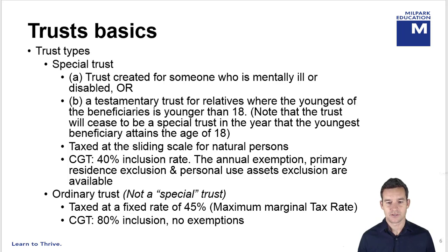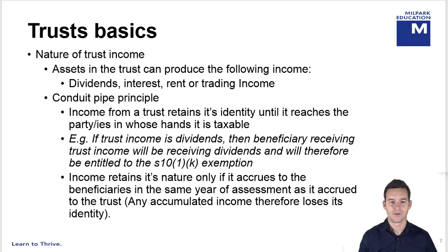If you qualify as a special trust, the annual exemption, primary residence exclusion, and personal use assets exclusions are applicable there. Remember, no other natural person exemptions can apply. The second trust type is an ordinary trust. An ordinary trust is any trust that's not a special trust. These are taxed at a flat rate of 45%, which is effectively the maximum marginal tax rate for individuals. And the CGT inclusion is an 80% inclusion, equivalent to the company inclusion, rather than the 40% inclusion that special trusts benefit from.